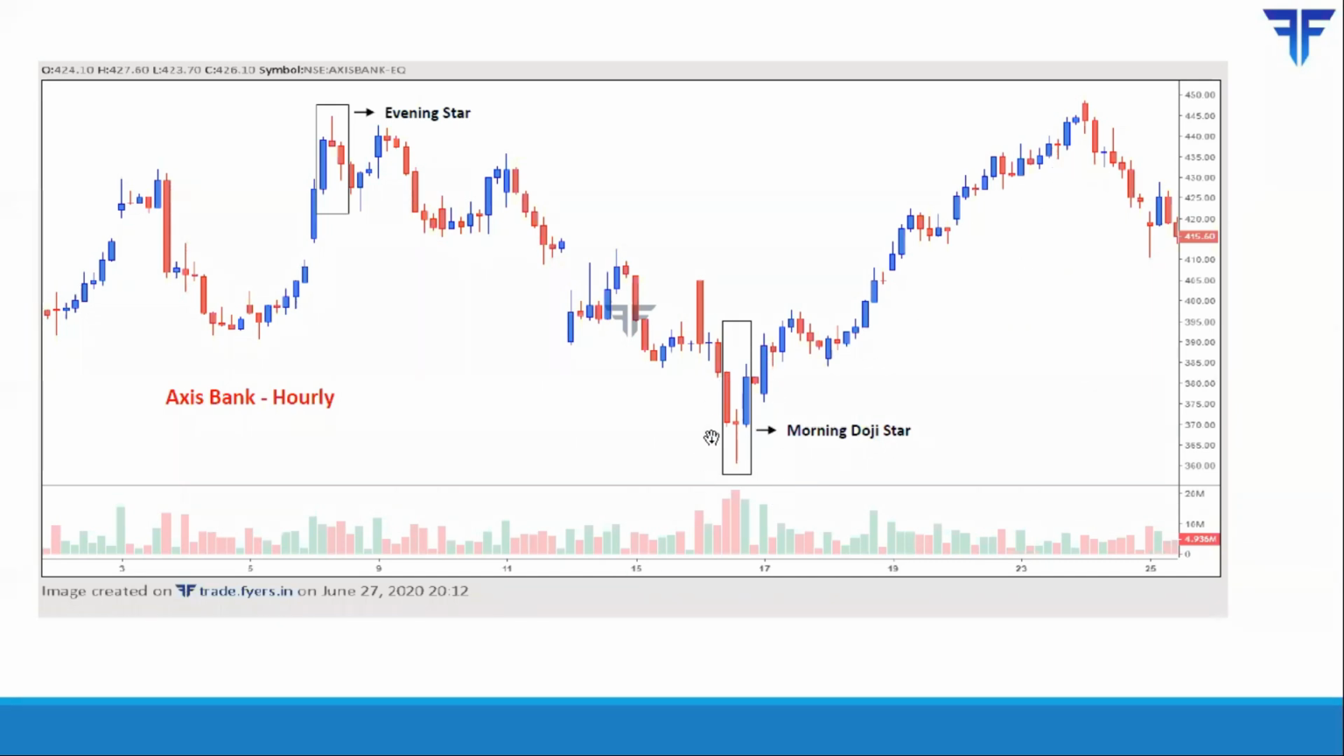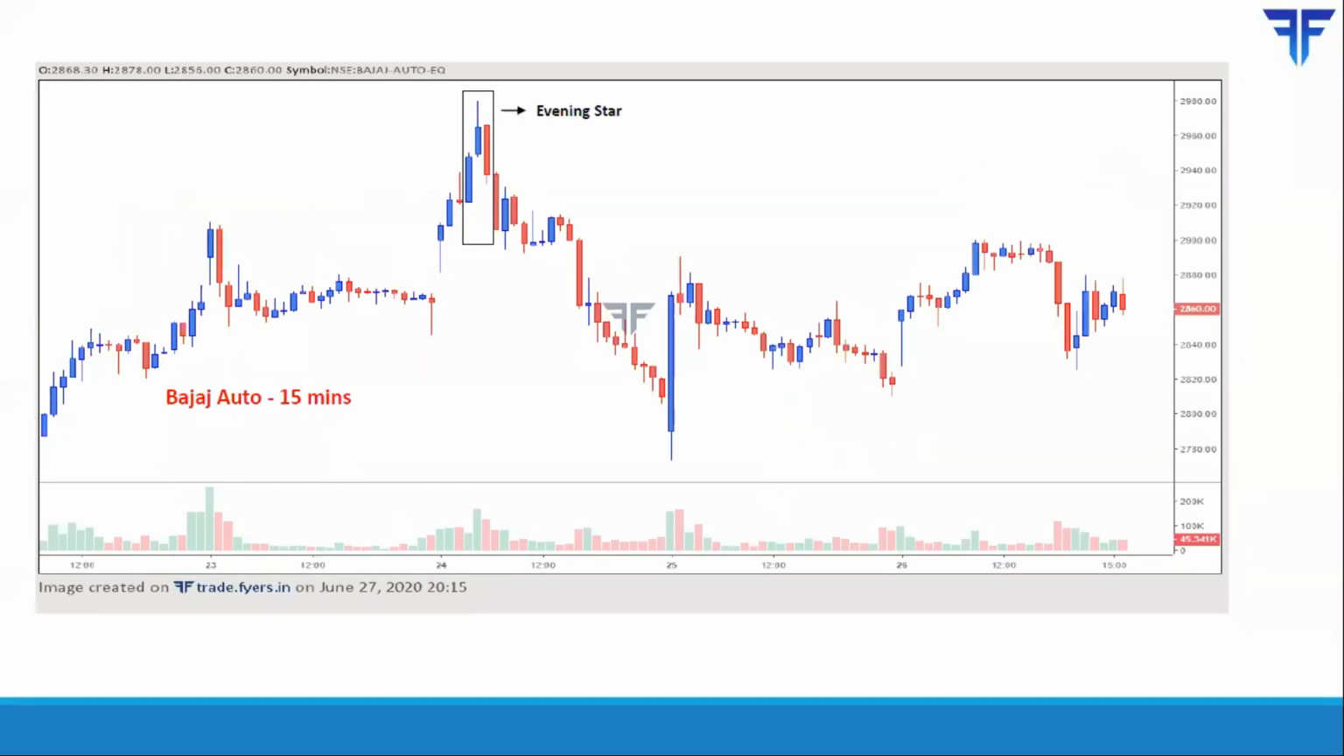So that appearance of morning doji star marked the end of that downtrend and the beginning of an uptrend. So as you can see, once this morning doji star completed, there was a nice rally in the price of Axis Bank. And again, remember, this is the hourly chart. Then lastly, this is the 15-minute chart of Bajaj Auto. Right at the top, if you can see, there is an evening star pattern that formed.